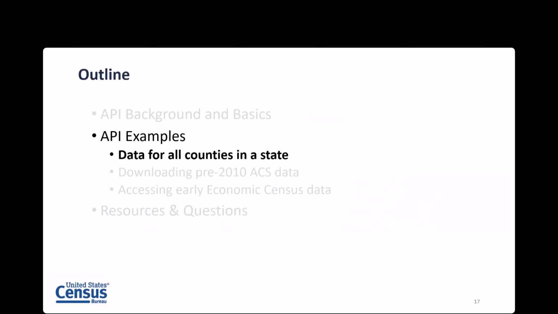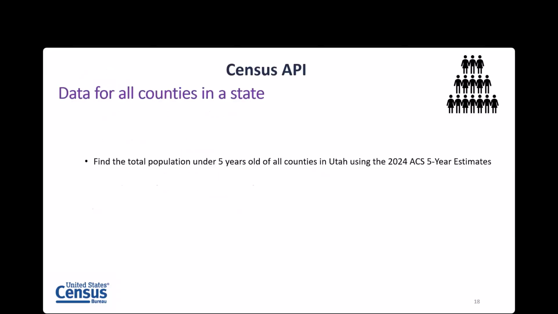All right, I hope that gives a general overview of how the API works and how these different URLs work. Now I want to jump straight into looking at our actual API examples here. So I have 3 different parts of these, and we're covering a different focus on each one of them. The first one I wanted to keep simple and look at data for all counties in a state. So the example question I was looking at here was, let's see if we can find the total population under 5 years old of all counties in Utah using the most recent 2024 ACS 5-year estimates.